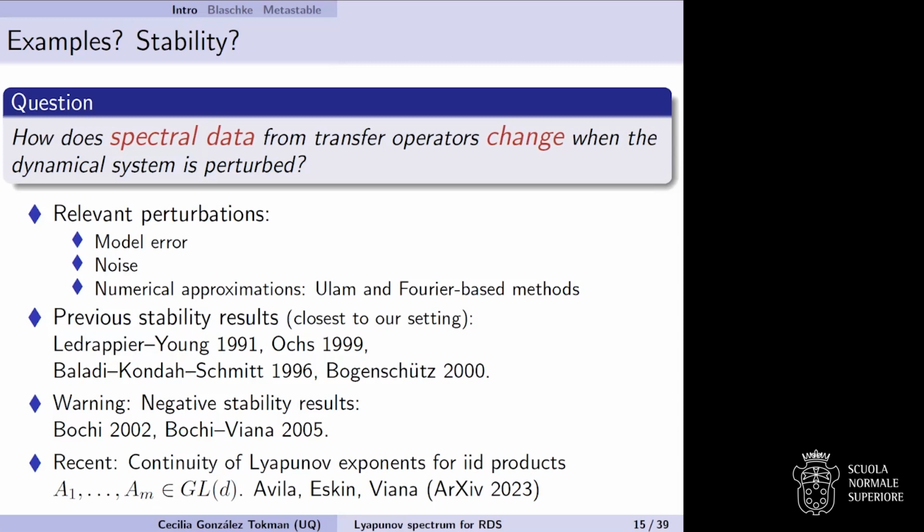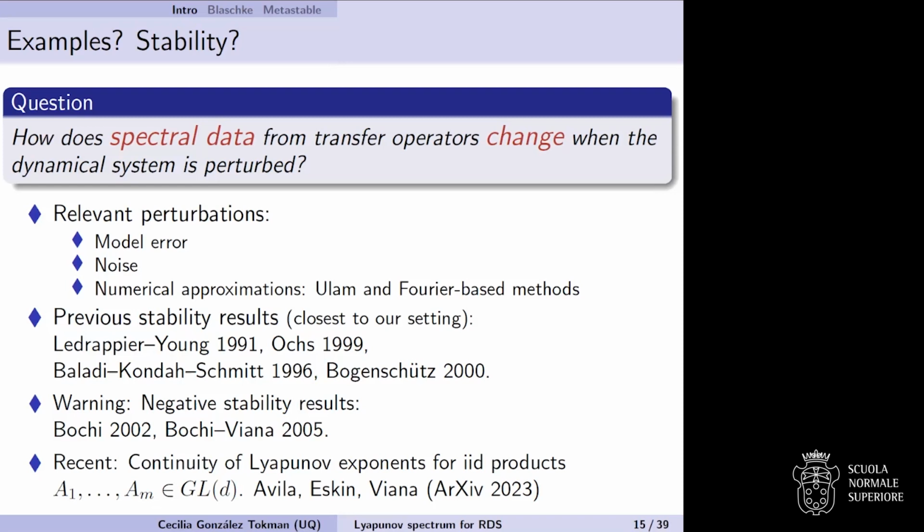And in the context of maps, Baladi, Kondah, Schmitt has work about random perturbations of non-random systems, and Bogenschütz has a result about uniformly hyperbolic splittings. And I should say, since we have worked in this, there have been other results, for instance, by Kreumings, somewhat extending the results of Bogenschütz.